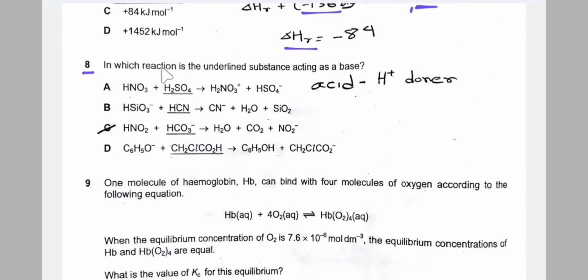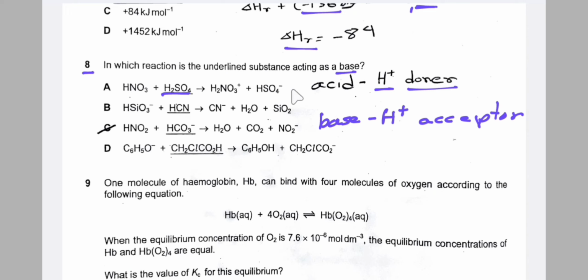Question number 8. In which reaction is the underlined substance acting as a base? So what is a base? An acid is the proton or hydrogen ion donor, and a base is the proton or hydrogen ion acceptor. For this reaction, the underlined species is sulfuric acid, so it donates a proton, and since it donates a proton, it is a proton donor, and a proton donor is an acid, not a base.